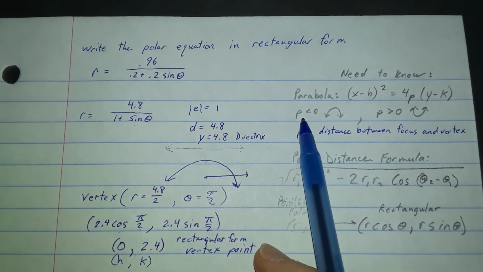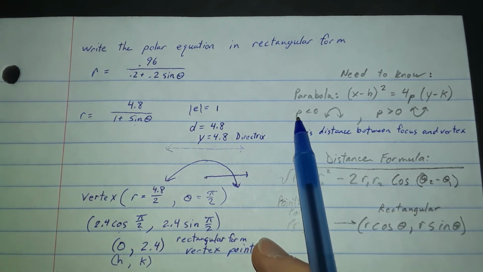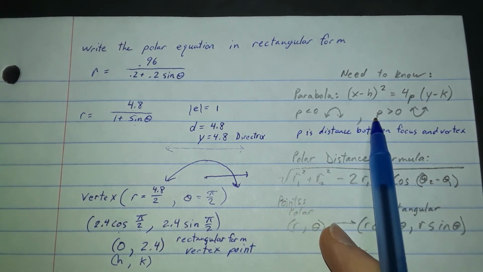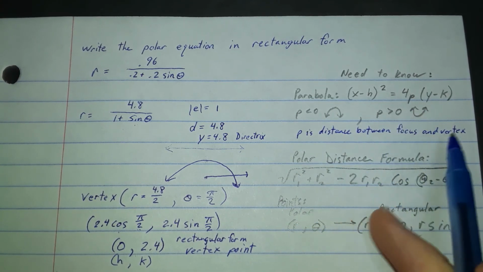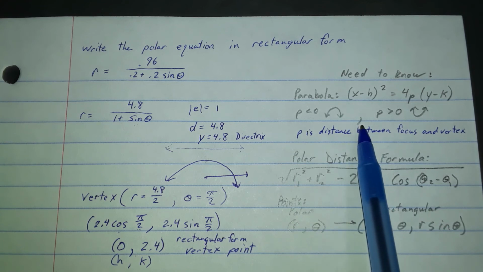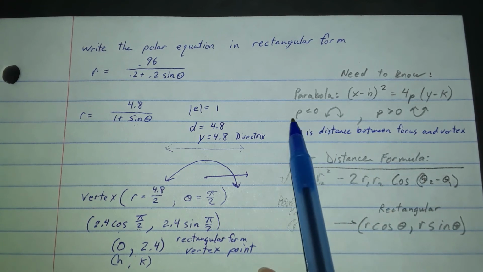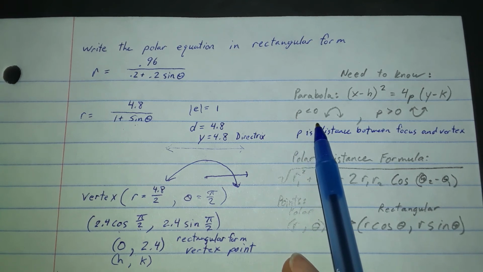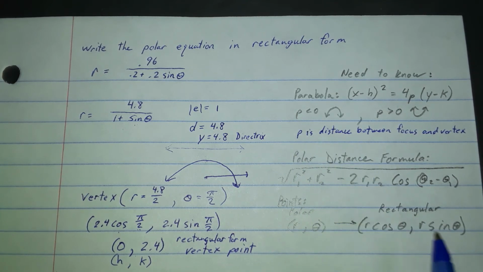And notice that the p-value, if it's less than 0, is a frowny face, and the p-value, if it's larger than 0, is a smiley face. Now some of you may question, if this is a distance, how do we get a negative value? Well, that's a good question if you've asked that.